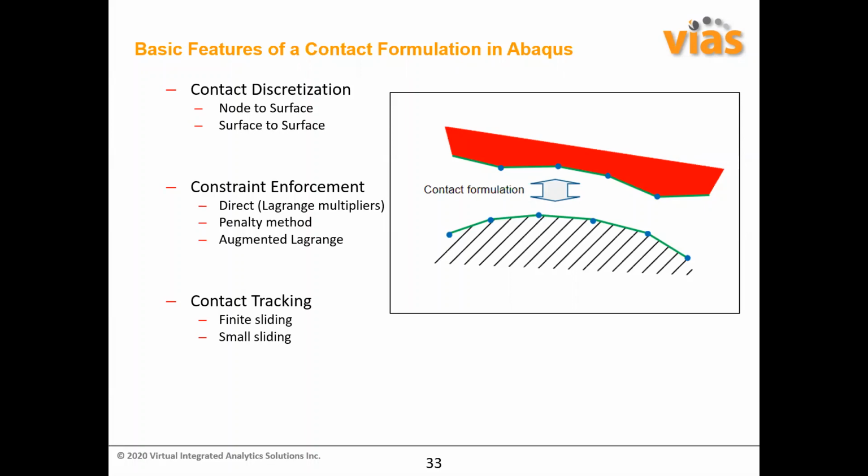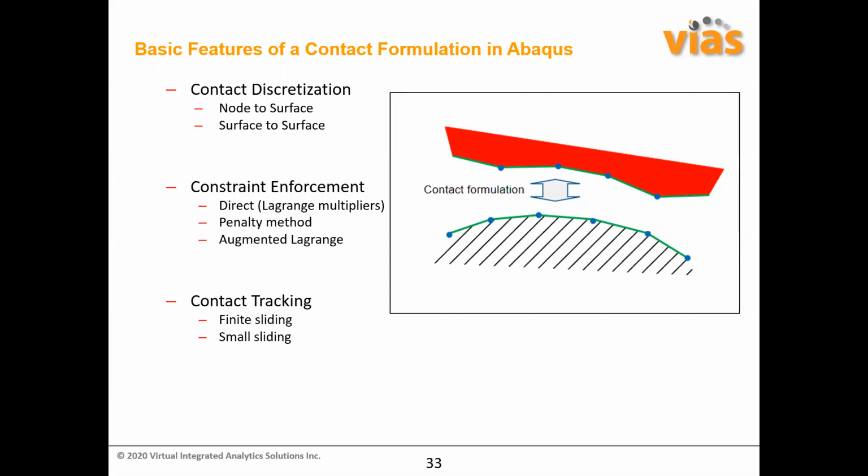Between the two surfaces, as you can see, there's a red surface and another surface which is hatched here. We are trying to define the contact between them. So we should see the discretization. By discretization, we mean whether we are going to be defining a node to surface or surface to surface. I will be discussing a little bit more about this.